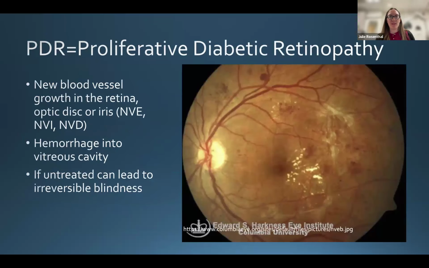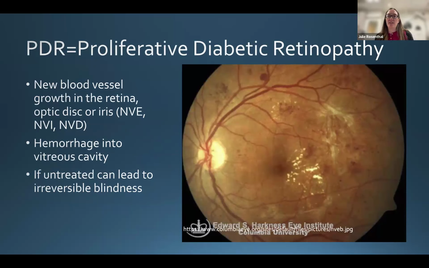So that being said, we'll go on to proliferative diabetic retinopathy, and this is when we're really concerned about patients. There's new blood vessel growth in the retina. And so you'll see in our notes, we'll say NVE for neovascularization anywhere in the retina, NVI, neovascularization in the colored part of the eye, the iris, and NVD, neovascularization of the disc of the nerve. That's the one we're most concerned about.